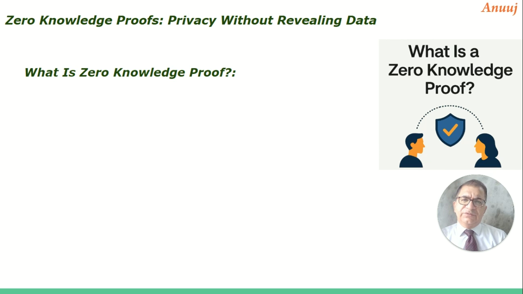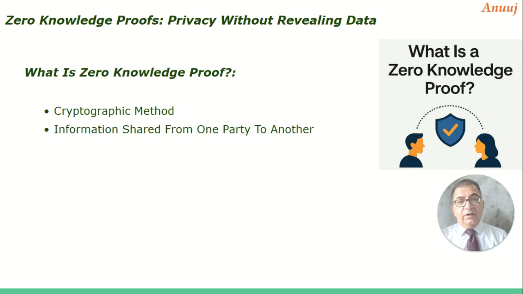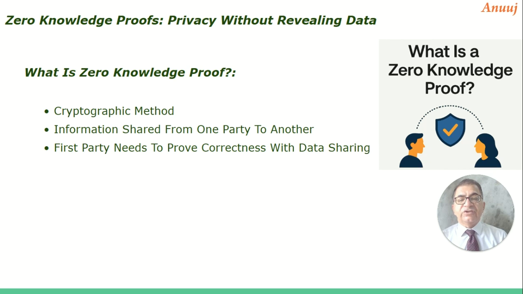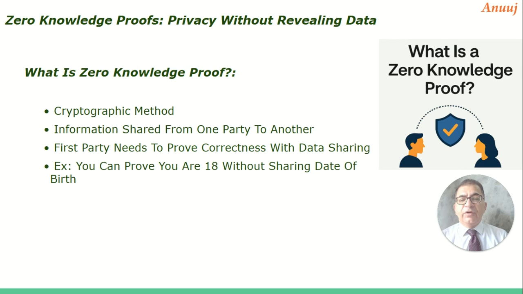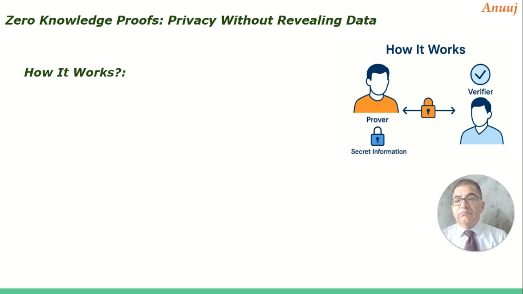So what is zero knowledge proof? Zero knowledge proof is that you have my information and you want to validate it. I'll send you a cryptographic method or a cryptographic proof whether the information is correct or not. Sharing from one party to another, the first party needs to prove the correctness without data sharing. For example, you can prove that you are 18, but you don't need to share your date of birth or any of your personal IDs to prove that you are 18.